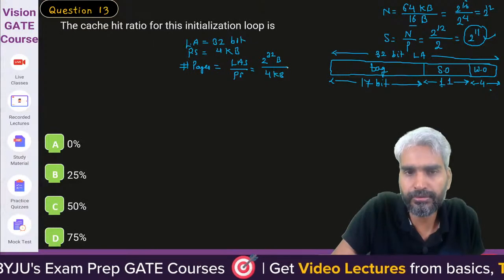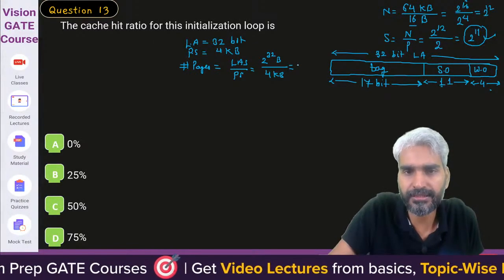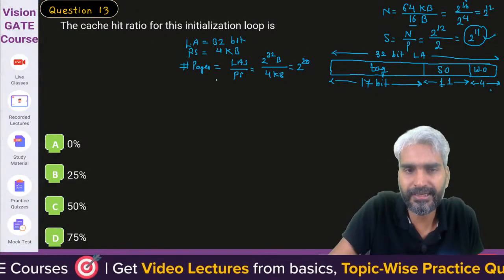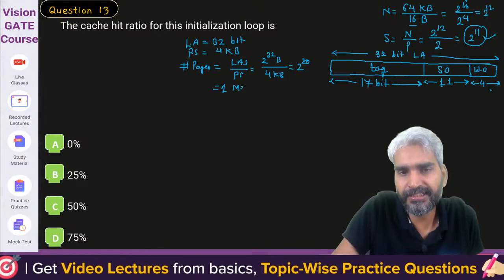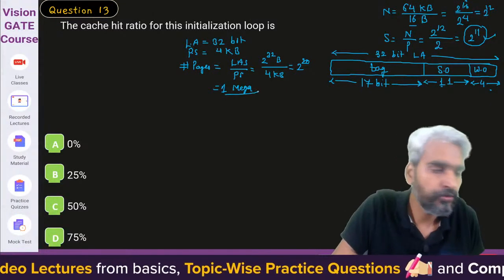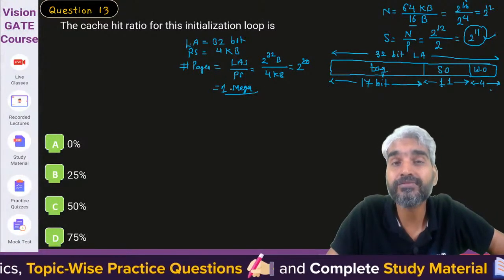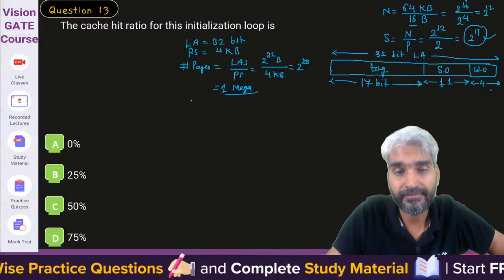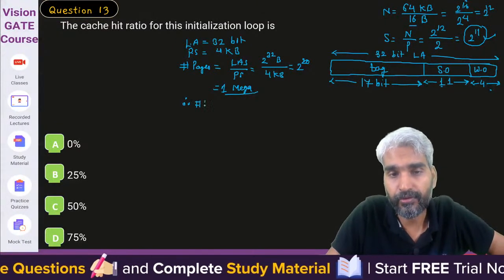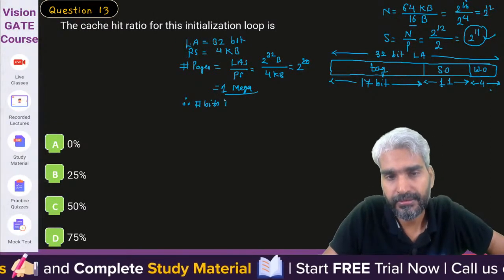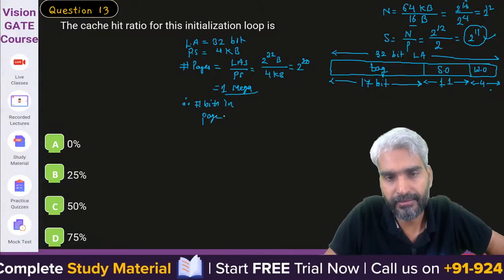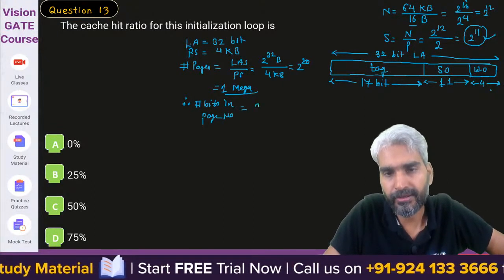So, 2 raised to power 20, that is 1 mega pages will be there. For 1 mega pages, what will be the page number? Therefore, the number of bits in the page number will be equal to 20.